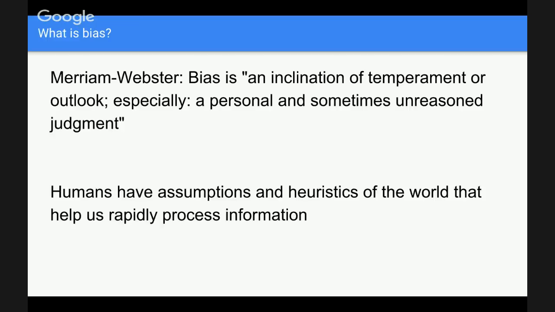Everyone has bias. Humans have assumptions and heuristics of the world that help us rapidly process information. This is the more psychological answer: these biases help us make short-circuit judgments. I'll give you an example. If you see a tiger chase down a gazelle, you can assume that tigers like to chase down, kill, and eat gazelles.